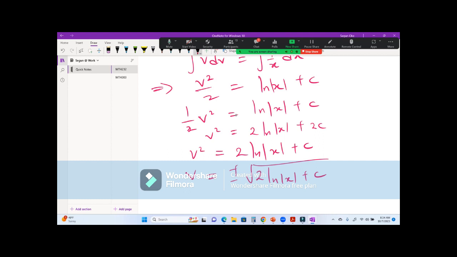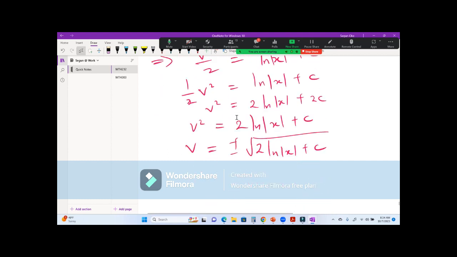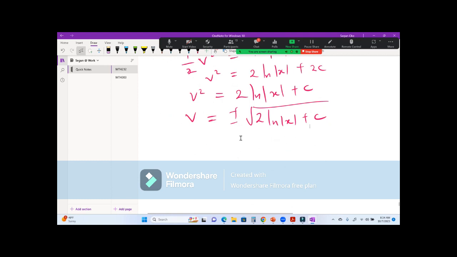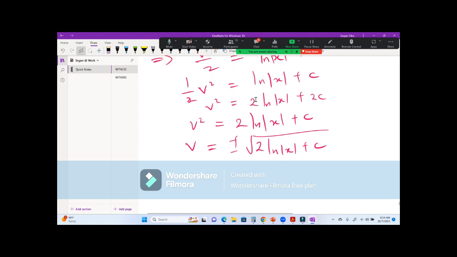Now, what is our v initially? What do we use to represent v initially? Yes sir, v is equal to y over x, I think. And you substitute that in: y over x equals plus or minus the square root of 2 ln x plus c.